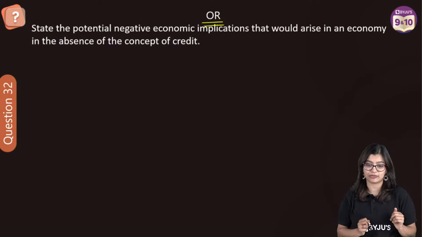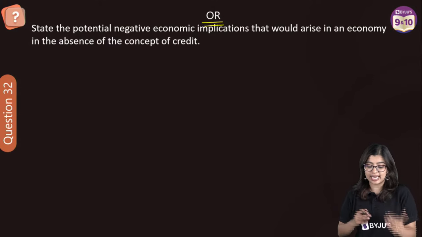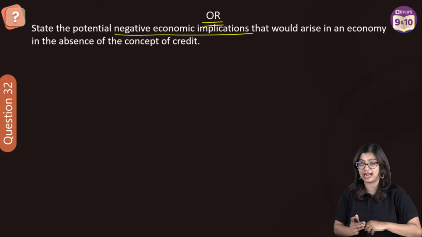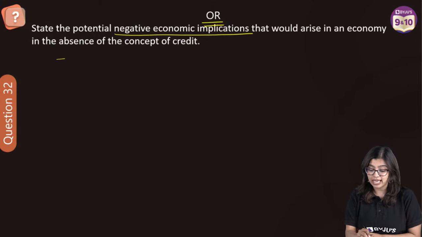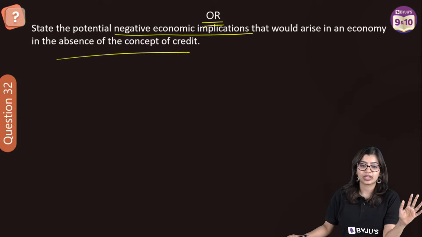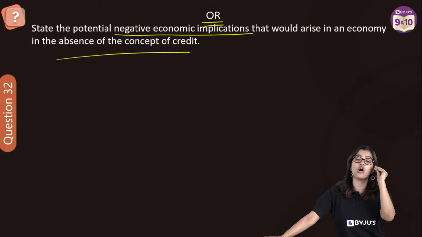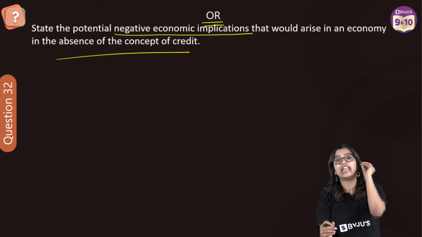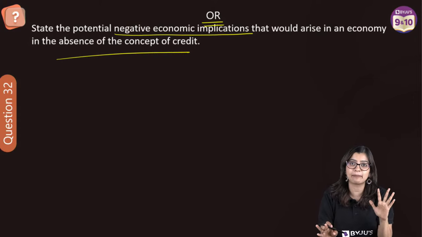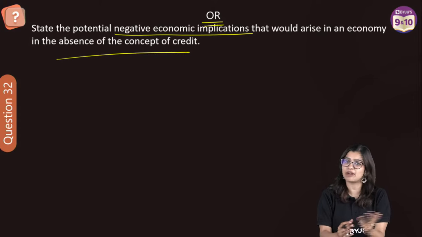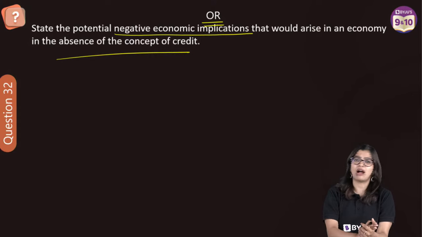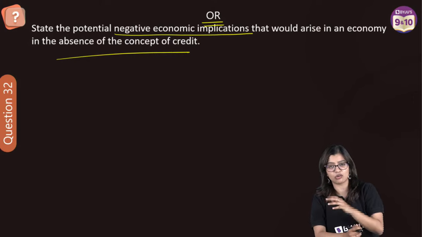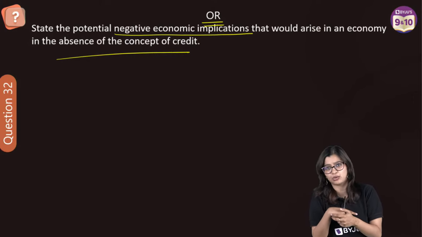Now this is the OR aspect for question 32. State the potential negative economic implication that would happen if there was no concept of credit. See, if there is no concept of credit, there is no way in which you can lend a person money. Right now, if you don't have 10 rupees and you want to buy a chocobar, you say, hey, give me 10 rupees, I'll give it back to you later.